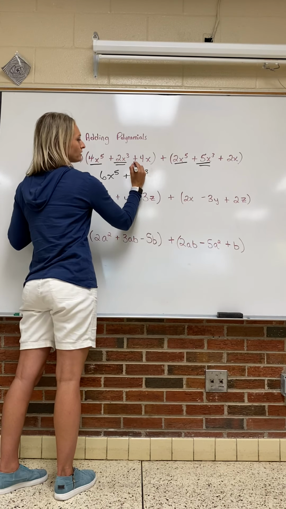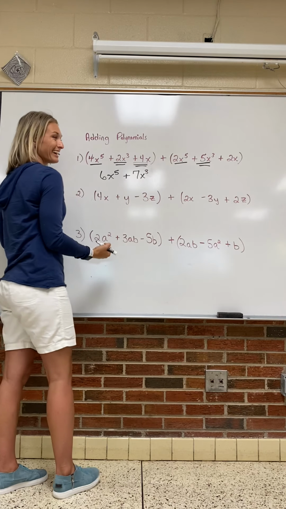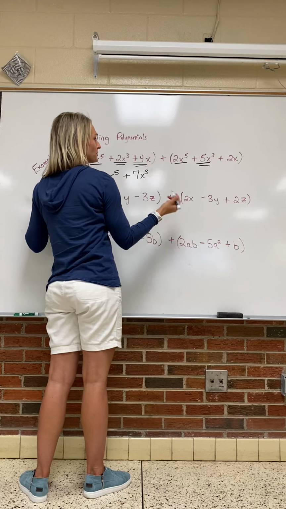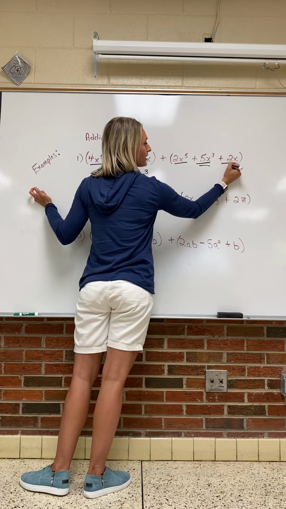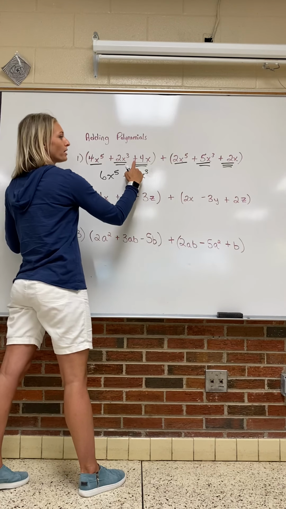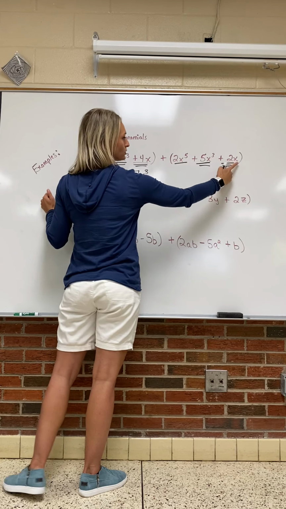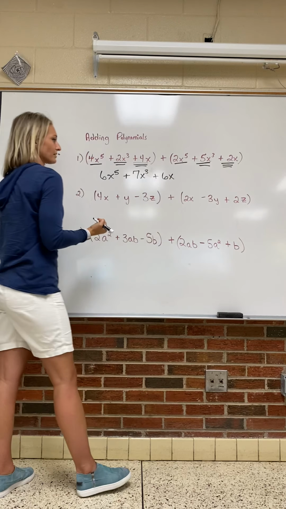So this one, you've got 4x, the last name is x, and you're going to look over here and see, okay, is there any like terms with that one? And the 2x happens to be a like term with that one. So you're going to combine those. So positive 4x plus positive 2x ends up being positive 6x, okay?